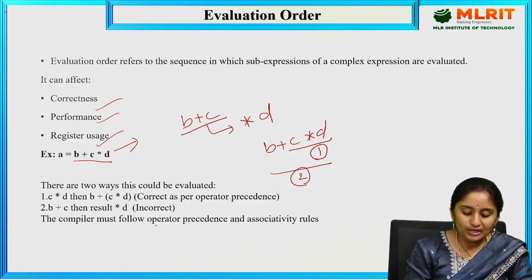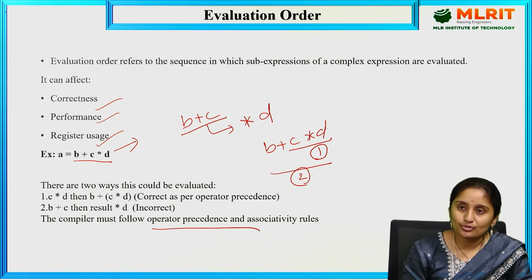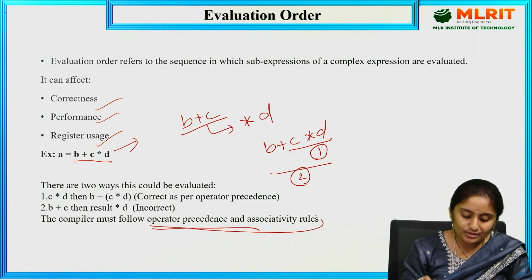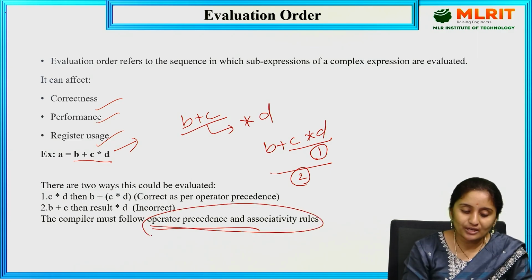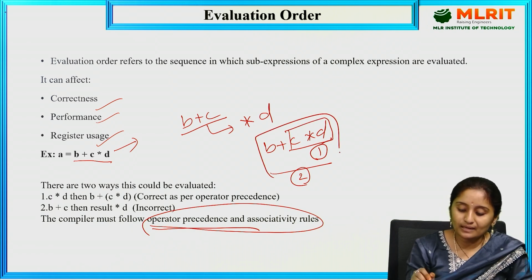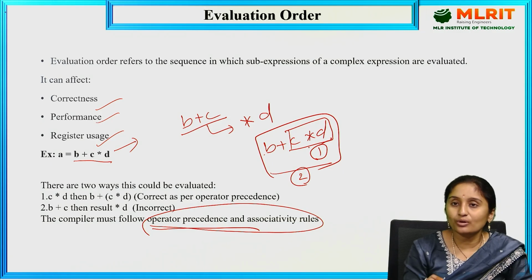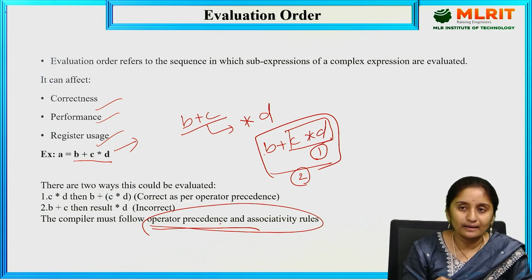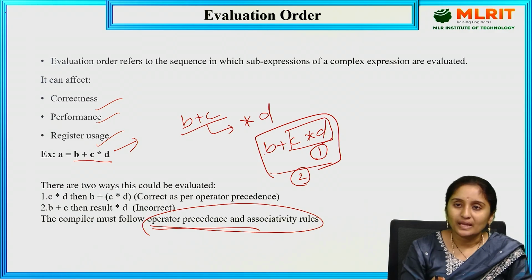Especially, the compiler follows the operator precedence and associativity rules. By using these rules, first C into D will be calculated, then the result will be B plus the result of C into D. This is the way the compiler will calculate it. So this is the evaluation order.